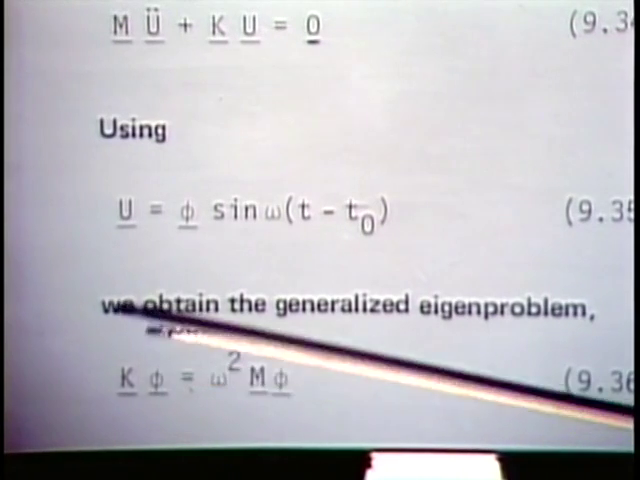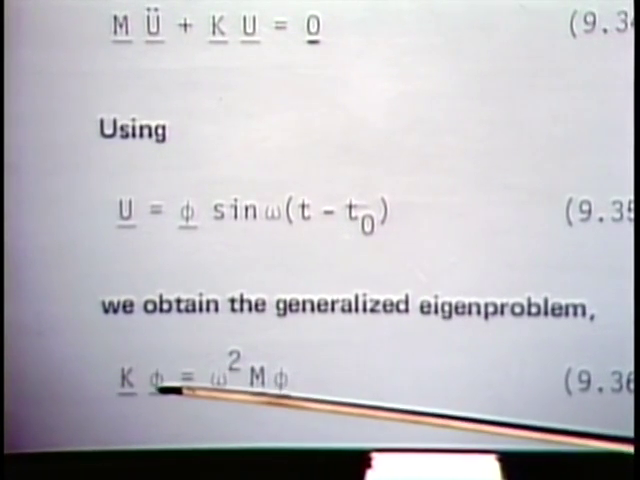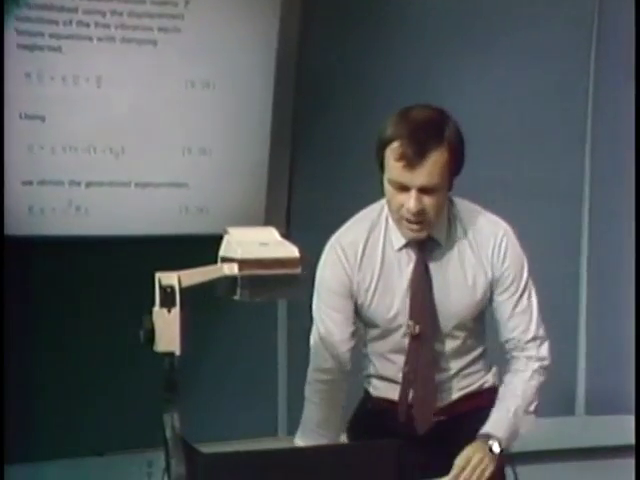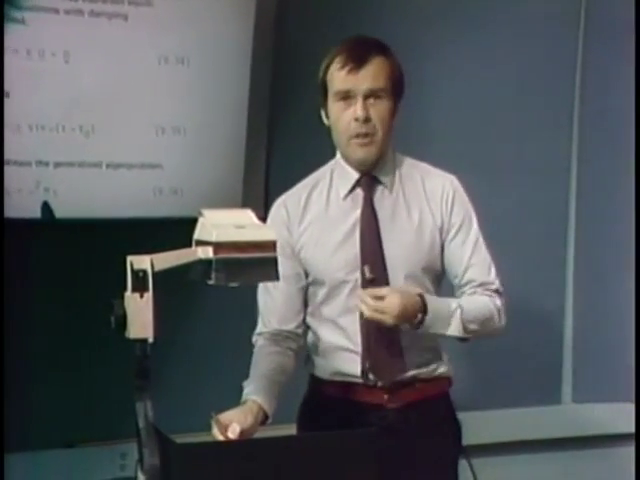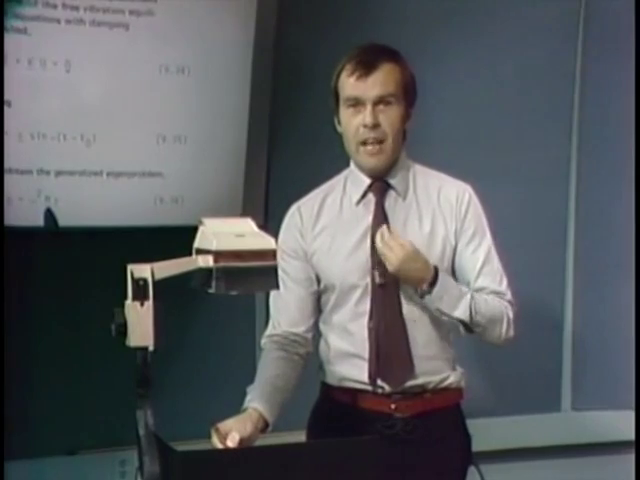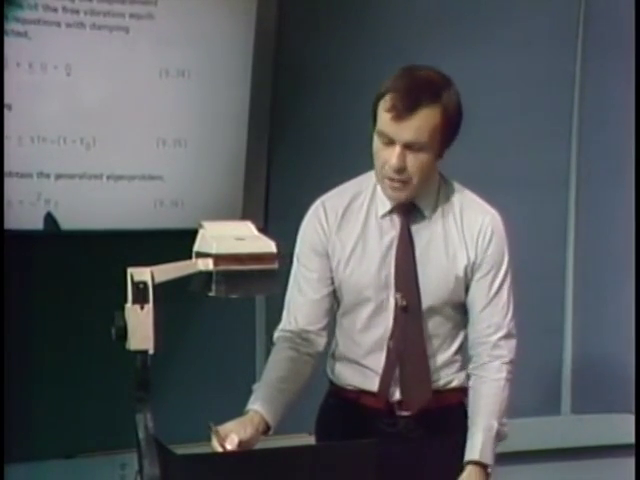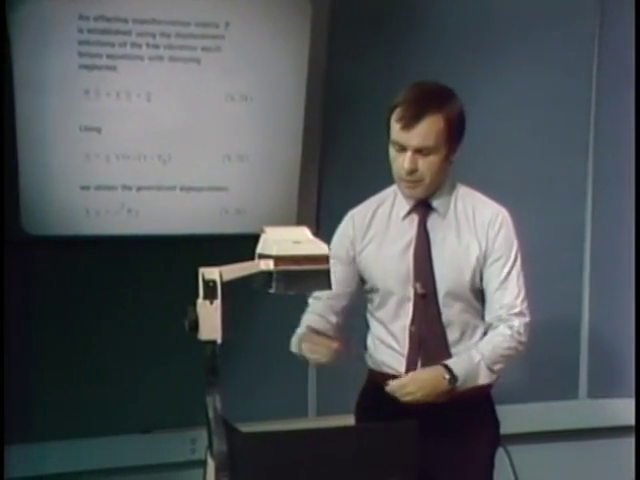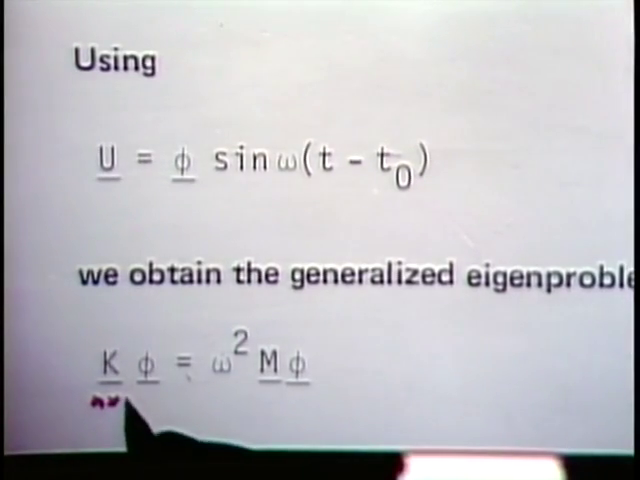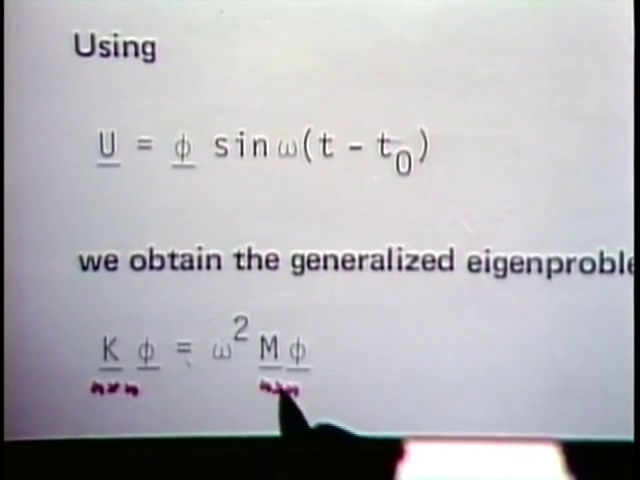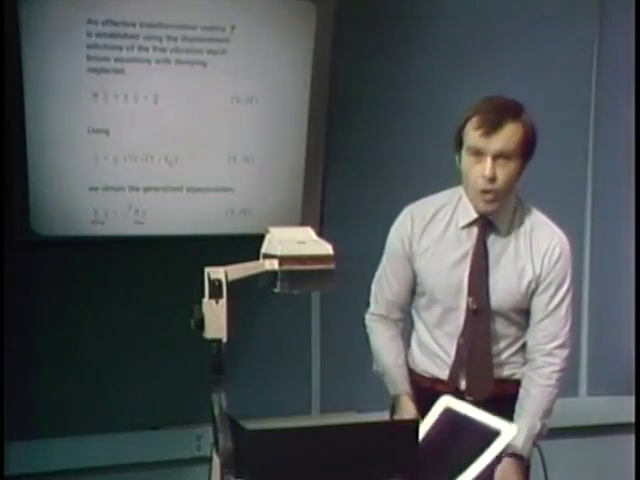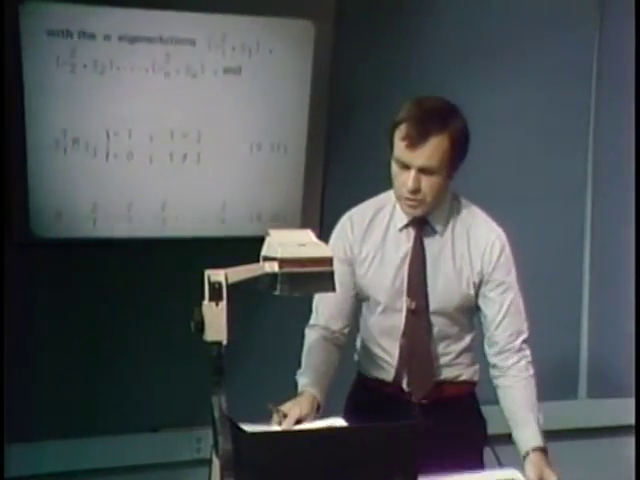So what we now want is to solve for phi and omega squared. This is the generalized eigenvalue problem, generalized because M is a matrix other than the identity matrix in general. And we know that there are n solutions to this problem if K and M are n by n matrices. There are n solutions to this problem. We call these solutions the eigensolutions.